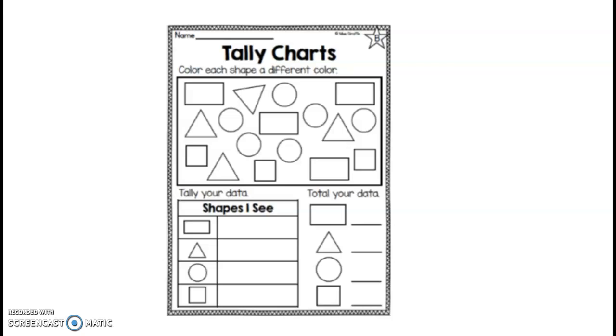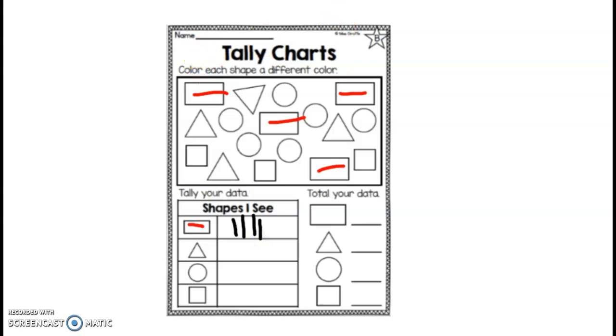Your work for today is called Tally Charts, and it's giving you a set of shapes. It says color each shape a different color. So I would start here at the top with the rectangles. I would choose one color for rectangles. Maybe I'm going to do red. So I'm going to color each rectangle red. I would count 1, 2, 3, and 4. Then using my pencil over here, I'm going to make 4 tallies. 1, 2, 3, and 4.